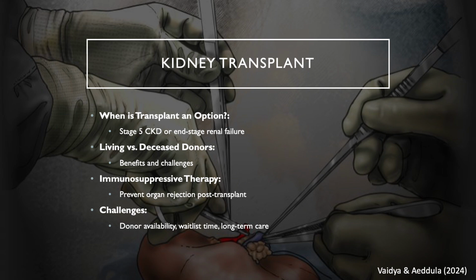So, when is transplant an option? A kidney transplant is considered for patients with stage 5 CKD, when kidneys can no longer function on their own. It improves quality of life and removes the need for dialysis. What's the difference between living versus deceased donors? So, kidneys can come from living or deceased donors. Living donors offer better long-term function but require compatibility and willingness. Deceased donors are more common, but wait times can be long.